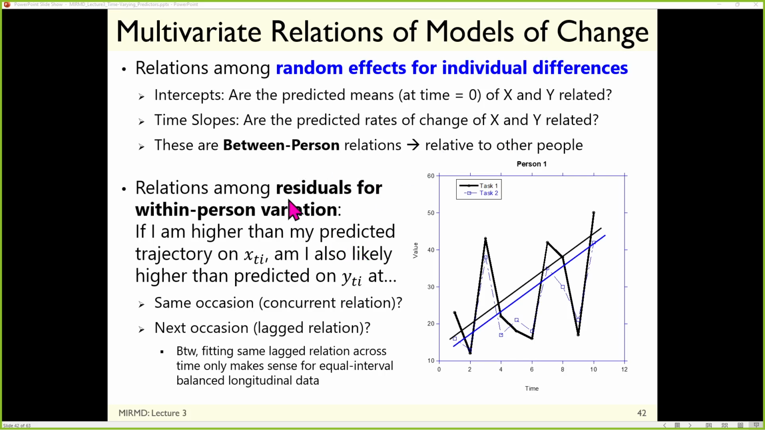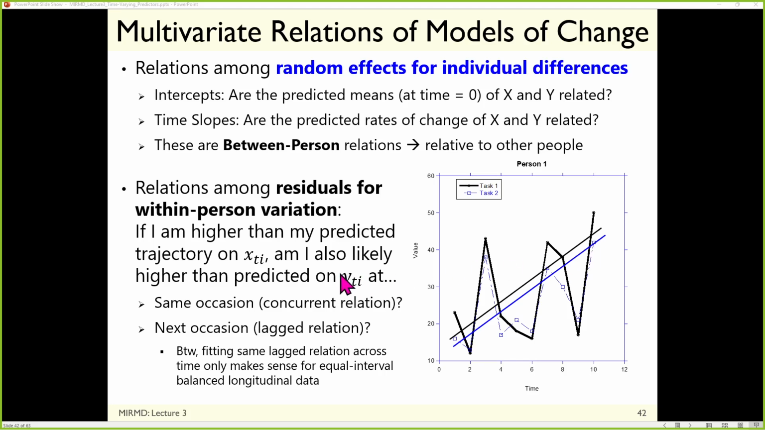Not to be confused with within persons, which would be the idea of residuals traveling together. So to the best of my PowerPoint drawing ability, I fit a straight line through the black person's data and the blue person's data right here. So they're going together. But then at a given occasion, if I'm higher than my trajectory, these aren't people, these are variables in this story. So I have the black variable and the blue variable as like task 1 and task 2. If I'm higher than my predicted trajectory on one of my variables, am I higher at that occasion on the other? Like, do these things seem to go together over time? That would show up as a within-person residual relationship beyond the fact that the intercepts and the slopes are related.